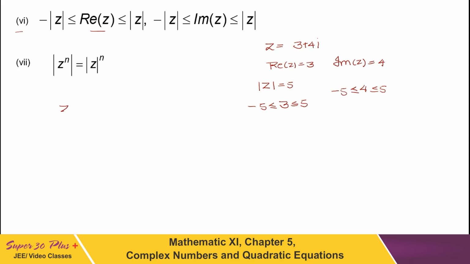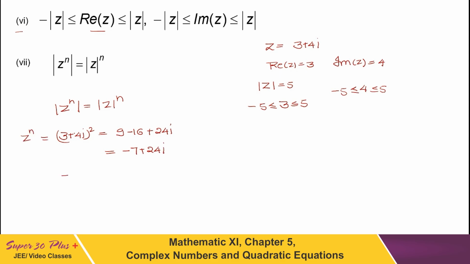Property number 7: mod of z to power n is equal to mod z whole power n. This is one of the most important properties, and we can prove it by taking any complex number and its power. Let there be a complex number z equal to 3 plus 4 iota. Then we are going to find (3 plus 4 iota) whole square. It is equal to 9 minus 16 plus 24 iota. Now simplify it. It is minus 7 plus 24 iota. This is the z to power n.